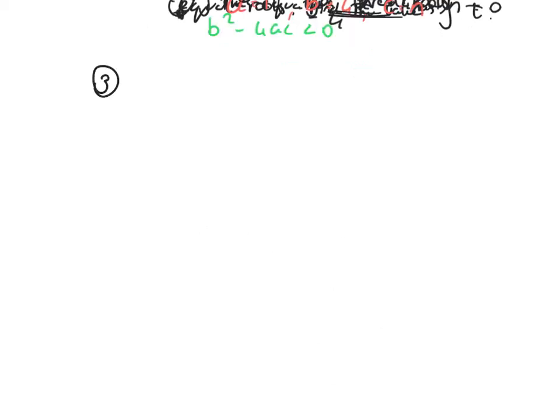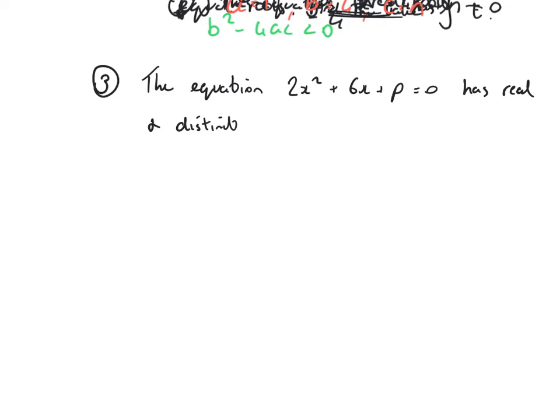Okay, example 3. The equation 2x squared plus 6x plus p equals 0 has real and distinct roots. Find the range of values of p.